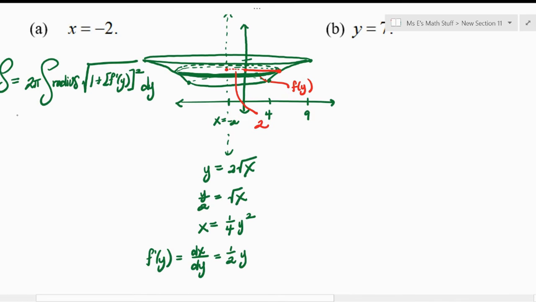So I'm going to make some notes here. The radius is f of y plus 2. Whoops, not written like that. Don't write it like that. That would mess everything up. There we go. The radius is f of y plus 2.